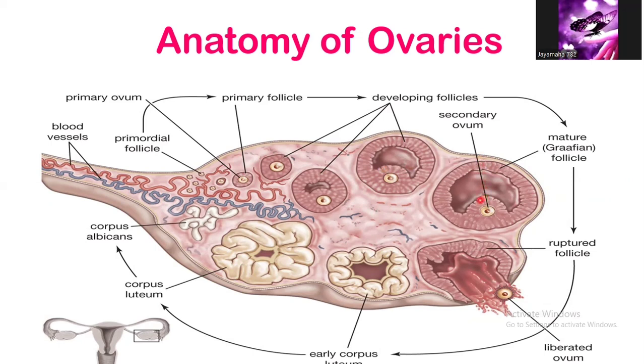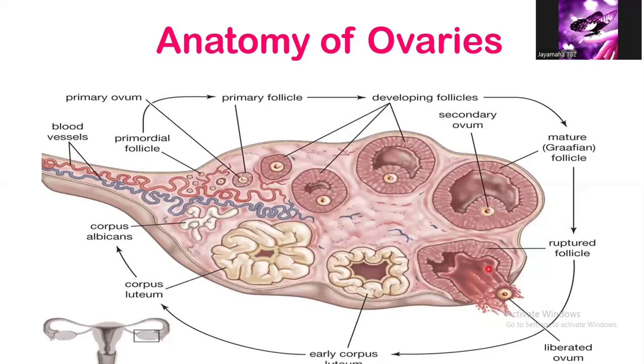Then this is the Graafian follicle. It's a fully developed and matured follicle containing the secondary ovum. It's ready for ovulation. So this follicle breaks open, releasing the ovum. This process is called ovulation.